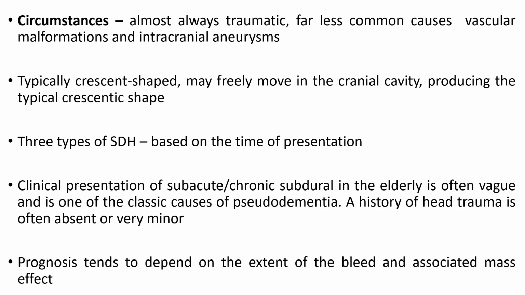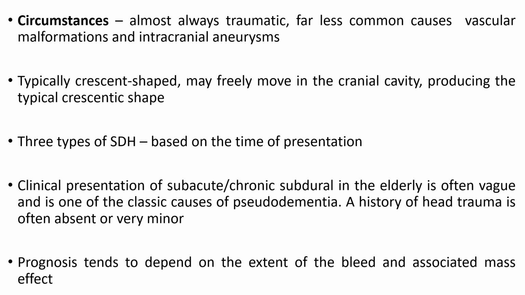What are the circumstances that might cause subdural hemorrhages? It is almost always traumatic. Far less common causes such as vascular malformations and intracranial aneurysms are also described. As a result, it is termed almost always traumatic. But in the case of extradural hemorrhage, we discussed it as always traumatic. And also in EDH, we mainly get, in the classical picture, arterial blood. Here we get venous blood. Typically, this is crescent-shaped and may freely move in the cranial cavity, producing the typical crescentic shape.